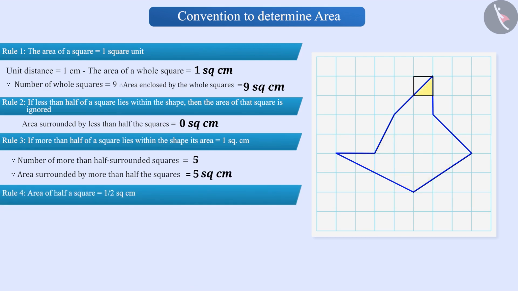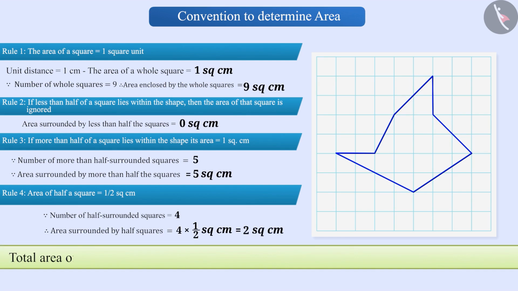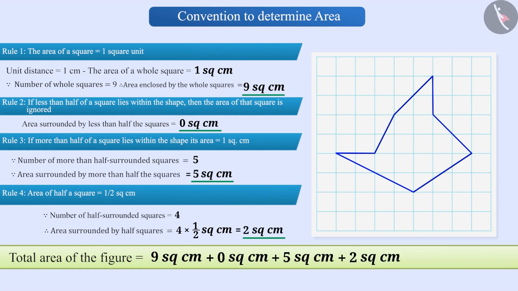Rule 4. If exactly half of a square lies within the shape, its area is considered to be half a square centimeter. There is a total of 4 such squares here, so the area surrounded by half squares is 4 into half square centimeter, which is equal to 2 square centimeters. In this way, the total area of the shape is 9 square centimeter plus 0 square centimeter plus 5 square centimeters plus 2 square centimeter, which is equal to 16 square centimeters.